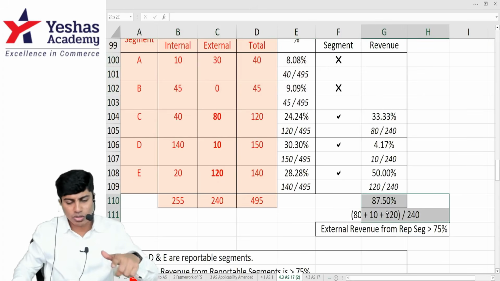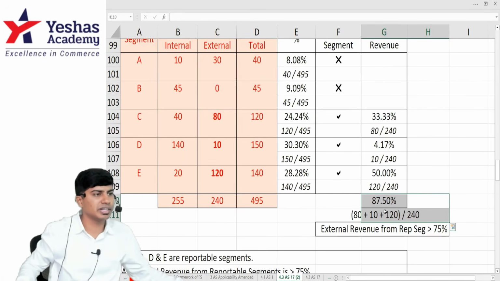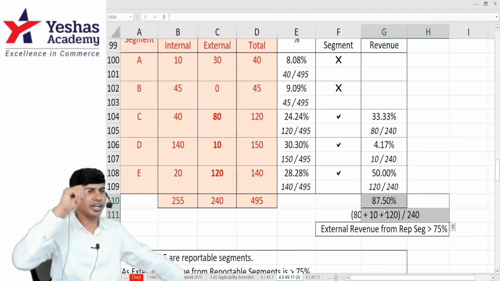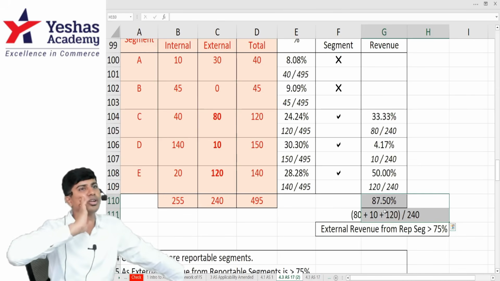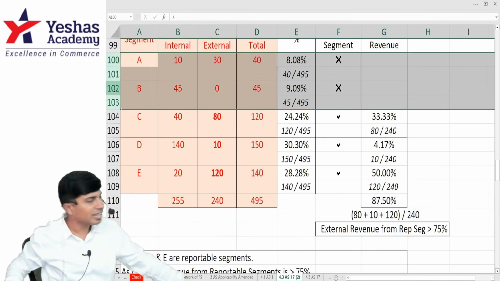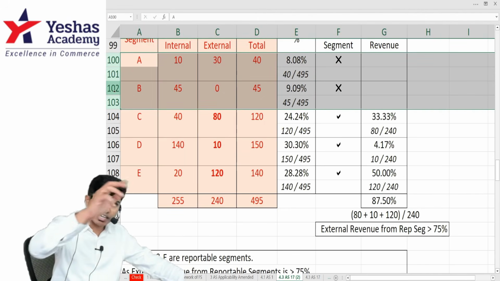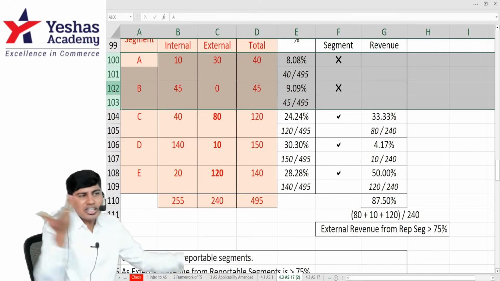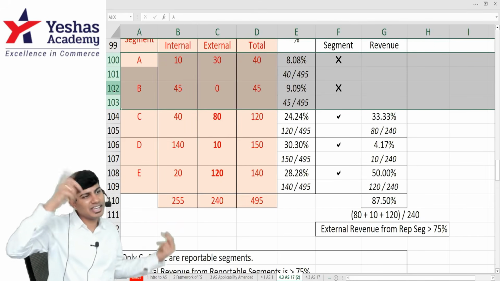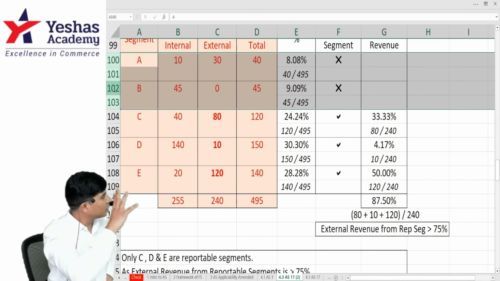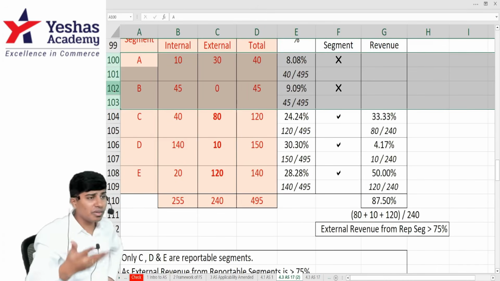What if this percentage was not 87? It was 68%. 67. Okay, very nice number. Nowadays trending. Let's assume it is 67. Then what do you do? Then among A and B, we need to identify one segment as a reportable segment such that it comes to a minimum of 75. Our choice. Management discretion. You can take A or you can take B. You don't have to give a reason. Your choice.